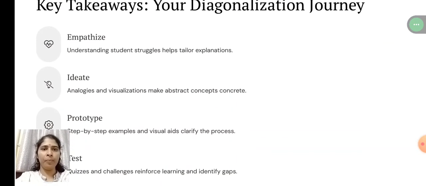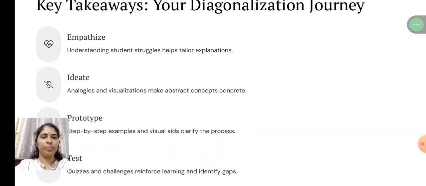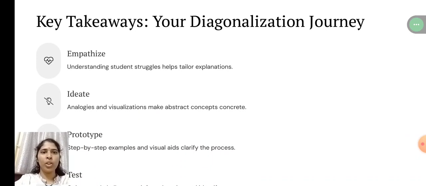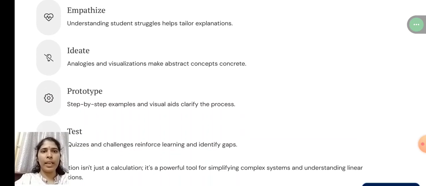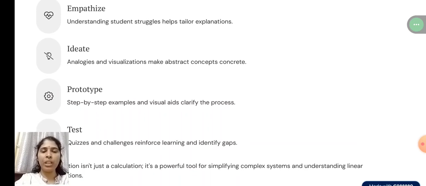Next is takeaway. Empathize: understanding student struggles helps tailor the explanation. Next, ideate: we have to give proper ideas for the given question. Next is prototyping: simplifying each and every step clearly could help students understand the concept. Next, the test part: giving quizzes and doing brainstorming activities could help students understand the topic clearly.